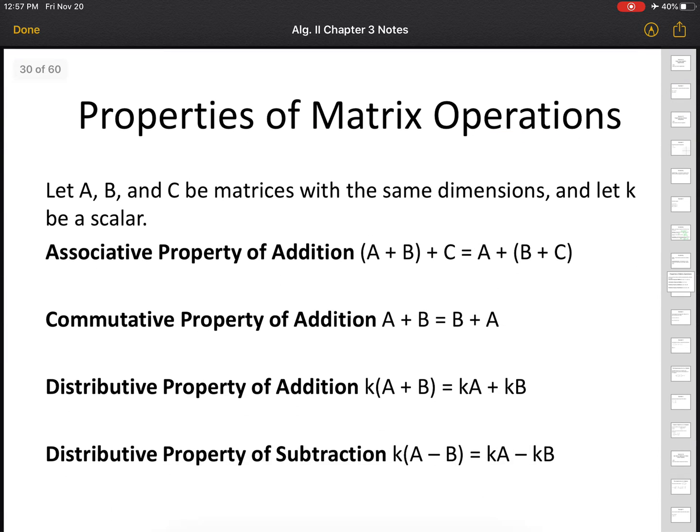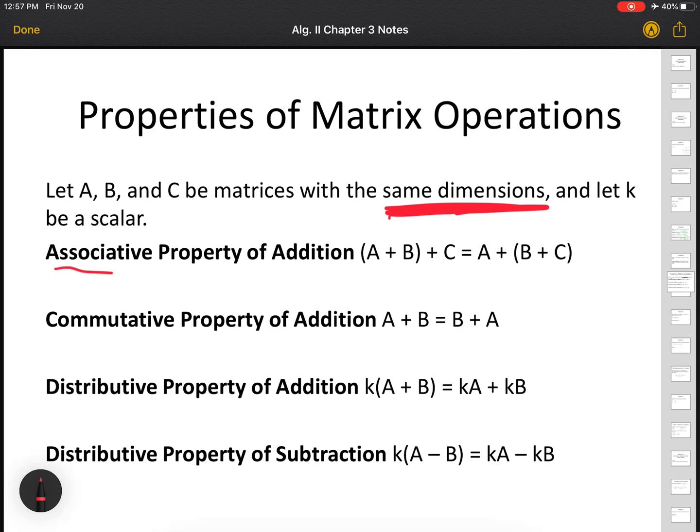So basic properties of matrix operations are these 4 here. A, B, and C, these are just matrices that have the same dimension. So the keyword here is same. If they don't have the same dimension, we can't add, subtract, or any of that, okay? And K here is just a scalar.